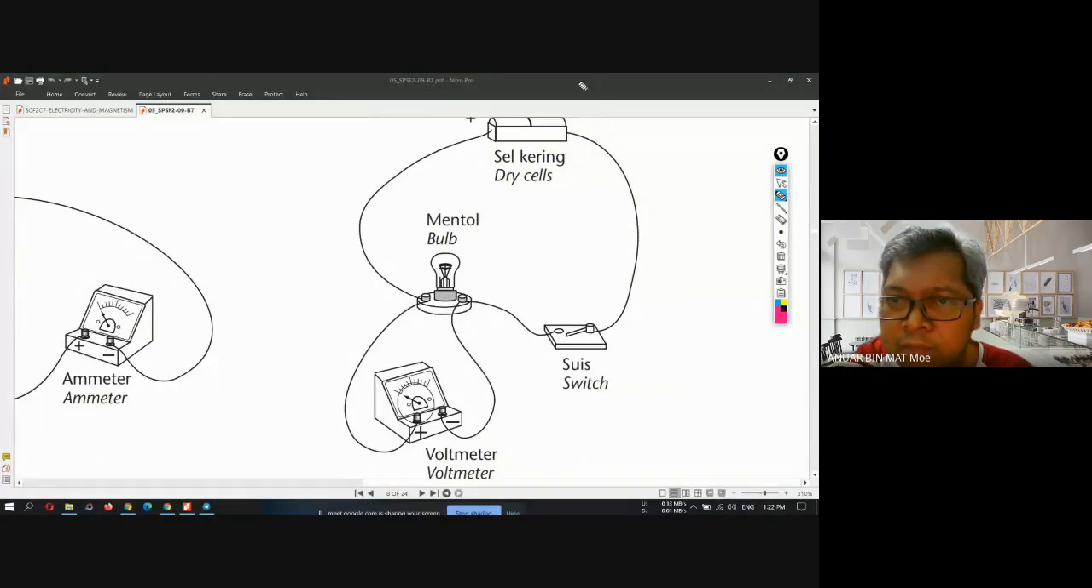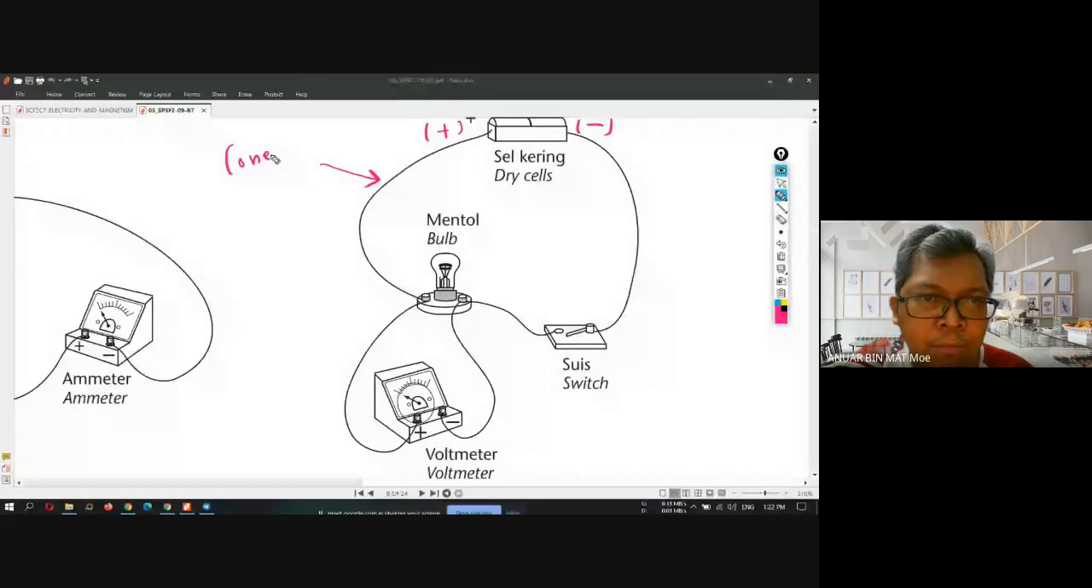Okay, this is the negative terminal, and this is the positive terminal, and then you also have what we call a connecting wire or cable. Then from the negative, connect it with the switch, and after the switch you just connect it to the bulb, and from the bulb you must connect it to the voltmeter.